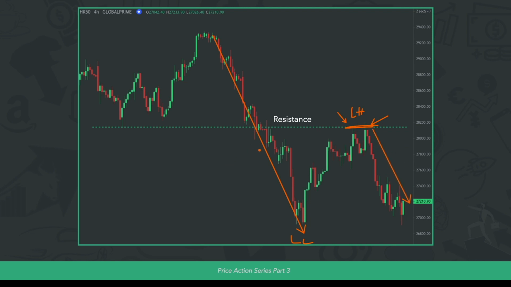Because remember, ito yung impulsive move natin, right? Ito yung corrective move. Okay? So, after corrective move, we can expect na may another impulsive move. So, ang hinintay lang natin dito sa corrective phase is kung saan magtatapos yung correction. Okay? So, magtatapos yung correction sa support and resistance. Alright?